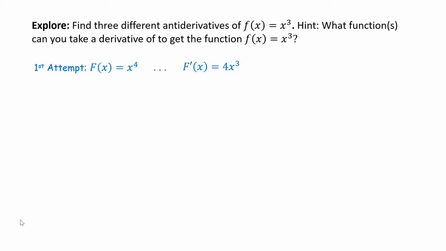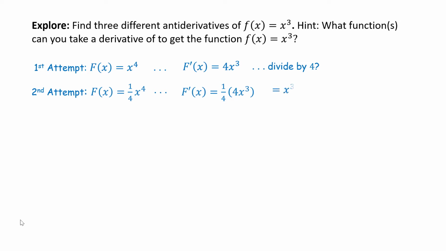That's not quite x cubed. We've got that constant of 4. So how about if we divide by 4? So for my second attempt, I'm going to say let F of x equal 1/4 x to the fourth. Then when we take the derivative, cap F prime of x would be equal to 1/4 times the derivative of x to the fourth, which is 4x cubed, and that gives us x cubed. Yay, that checks.